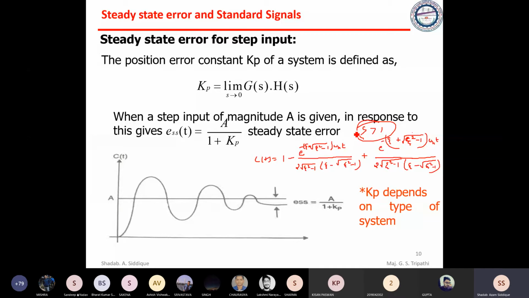So you can find the response from the transfer function, omega n square divided by s square plus 2 zeta omega n s plus omega n square. You can find it from this equation when subjected to the input 1 by s. You can substitute 1 by s and find the response by taking the partial fraction of that.